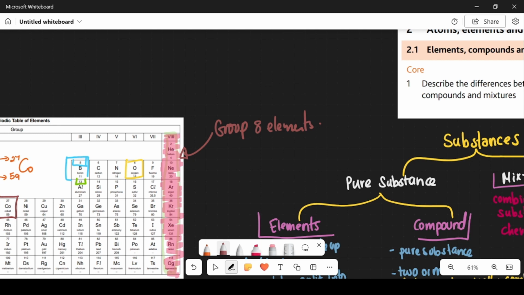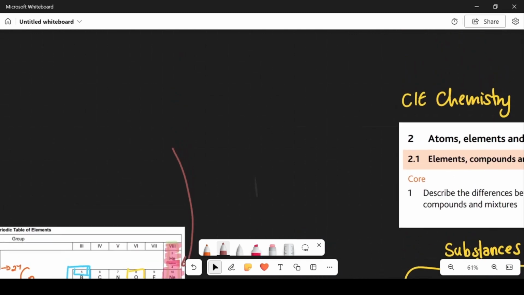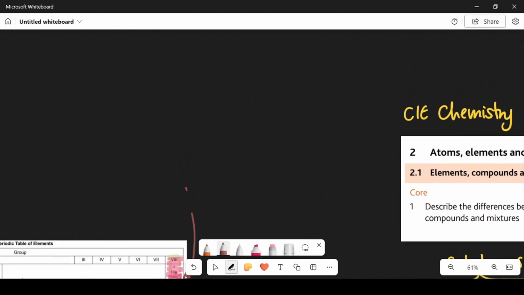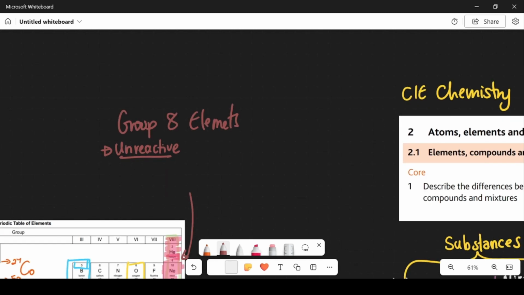Okay, let me just take this a bit up here so that I have space to do a little explaining. Group 8 elements are very much unreactive. When you talk about different reactions in chemistry, you will not talk about group 8 because they do not want to react. Okay? And this is because they have a full outer shell.